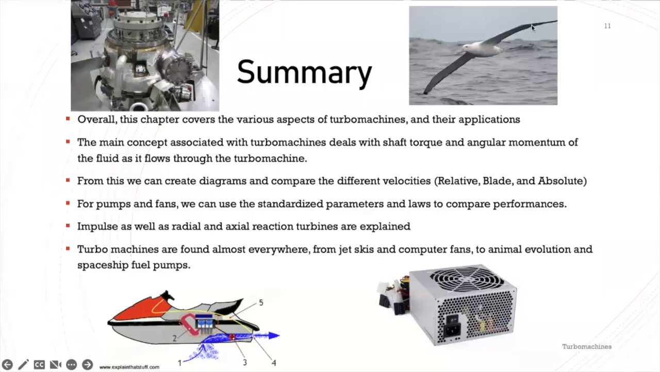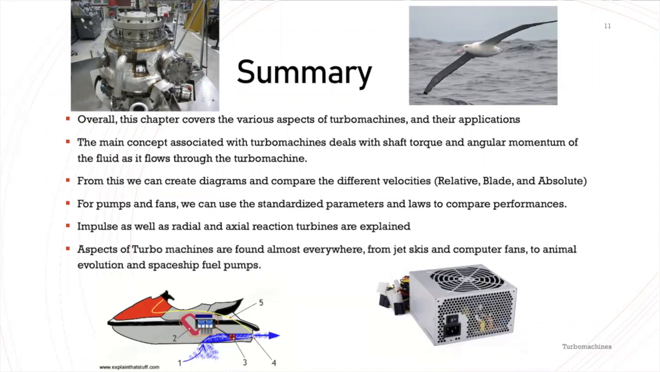Overall, this chapter covers the various aspects of turbo machines and their applications. The main concept associated with turbo machine deals with shaft torque and angular momentum of the fluid as it flows through the turbo machine. From this, we can create diagrams and compare the different velocities, whether that be relative velocity, blade velocity, and absolute velocity. For pumps and fans, we can use the standardized parameters and laws to compare performances. Impulse as well as radial and axial reaction turbines are explained, and aspects of turbo machines are found almost anywhere, from jet skis and computer fans to animal evolution and spaceship fuel pumps.